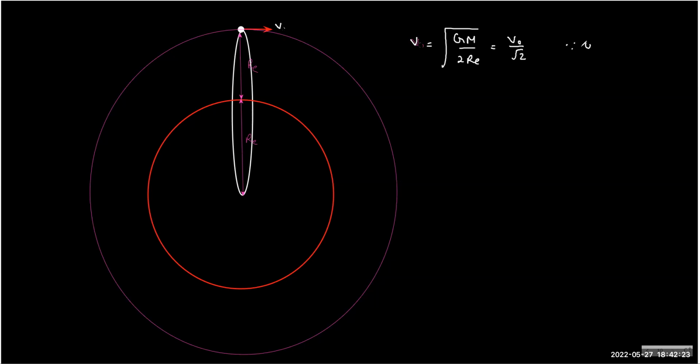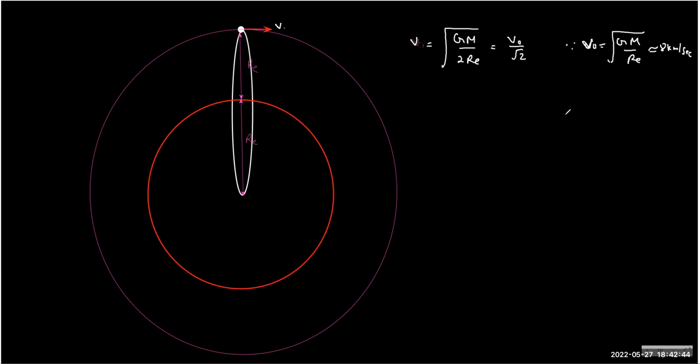Where I can say, v naught is basically under root GM by Re. Close to the Earth, if something is orbiting near the Earth's surface, we write it like this. And this value is 8 kilometer per second. So anyway, this is the situation. The planet is moving in this orbit.